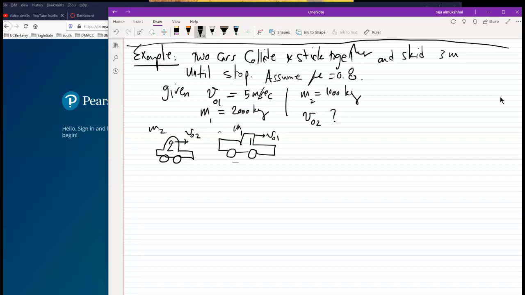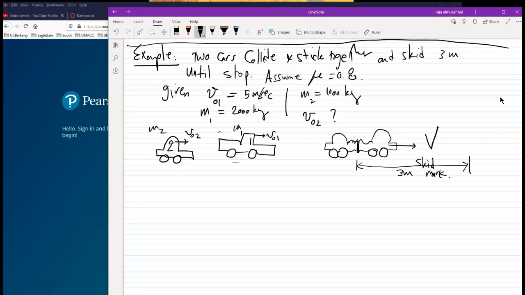So after the collision, what happened to them is that they collide. Here they are. How do I draw two collided cars? There's another one here. There we go. They both collided together and they move with one common velocity, big V. And they skid. They have a skid mark until they stop here, and that skid mark is 3 meters. This is the skid mark. Got it?